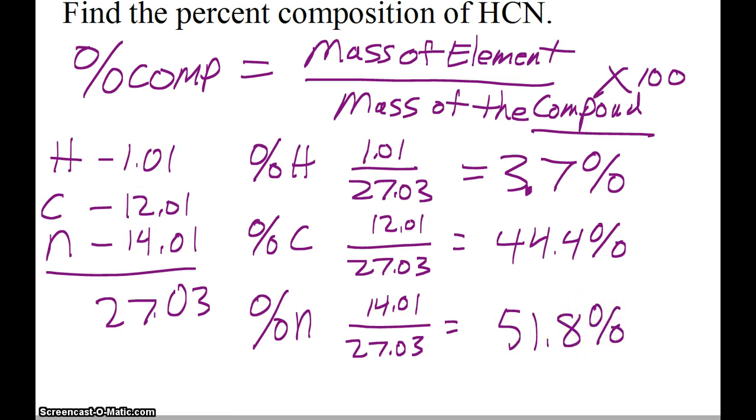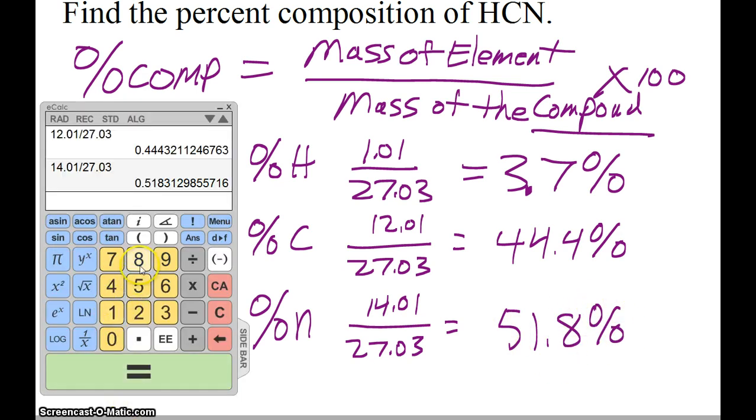51.8%. Now we should be able to add all these up and get dang close to 100%. So 3.7 plus 44.4 plus 51.8 equals 99.9. If you're that close, then you did something right. Okay, so that's basically how we do percent comp and simple mole conversions using dimensional analysis.